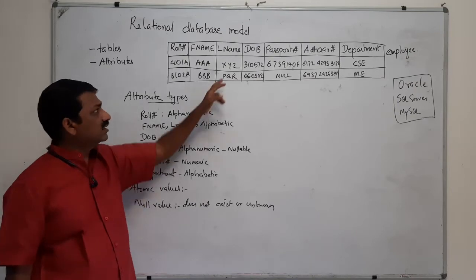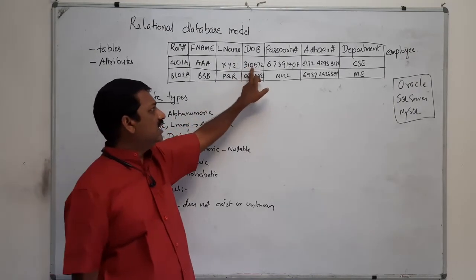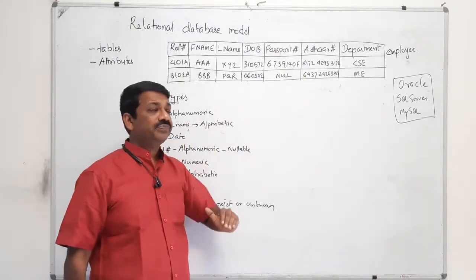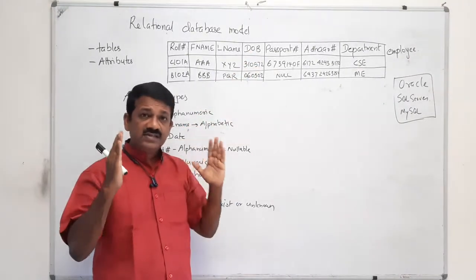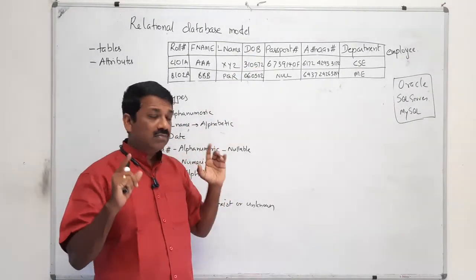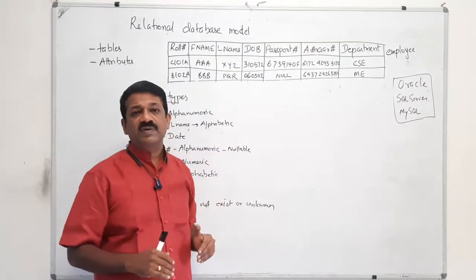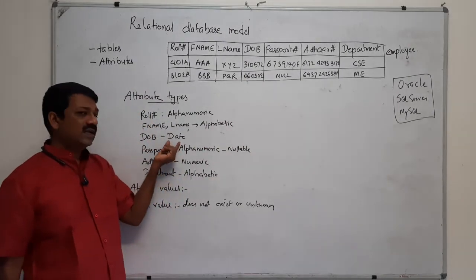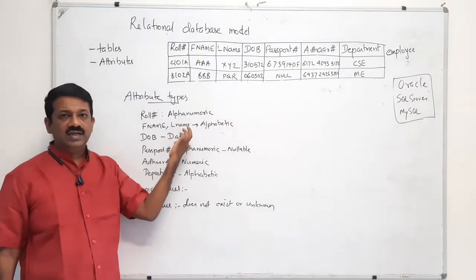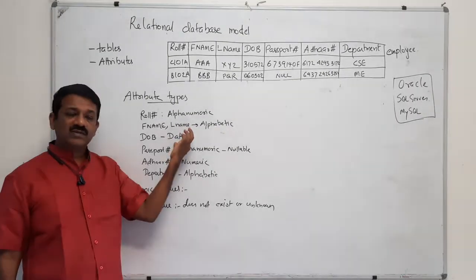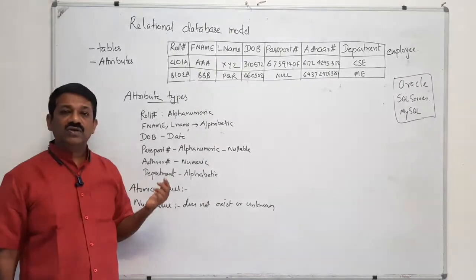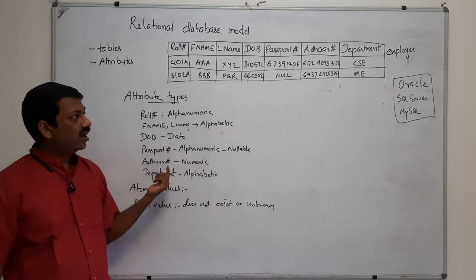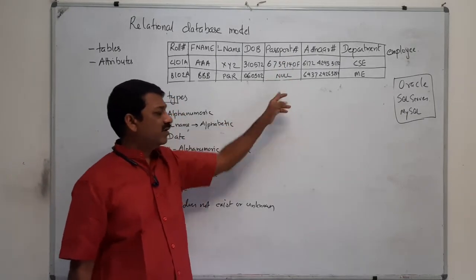Then date of birth is date. This is in DDMMYY format, and the three of them collectively form the date of birth, which is a single unit. That means date, month and year are not recorded separately. You have a single entity for date of birth, so date is the domain. Such a domain is supported by all the SQL softwares. Passport number is again alphanumeric.